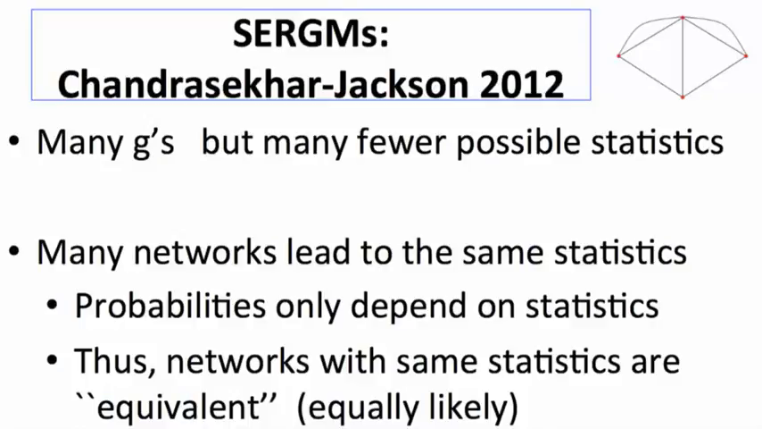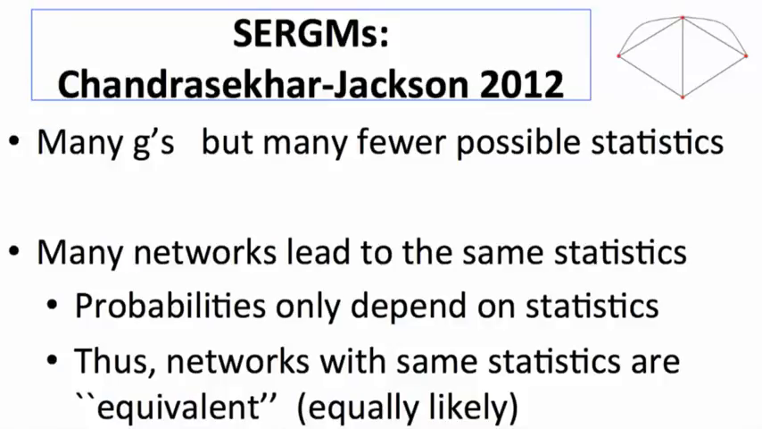In particular, there are many possible networks, but there are fewer possible statistics. When you look at how many different networks there are on 30 nodes, we get an enormous number. But when we ask how many different triangles could be on a network of 30 nodes, that's a much smaller number. And many networks are going to lead to the same statistics. And so the probabilities actually only depend on the statistics.